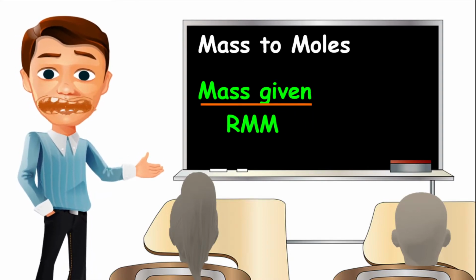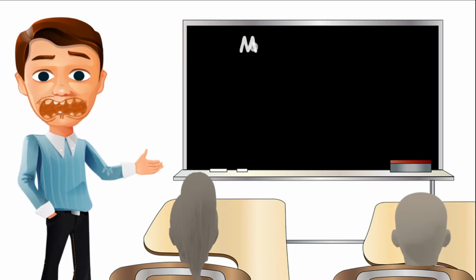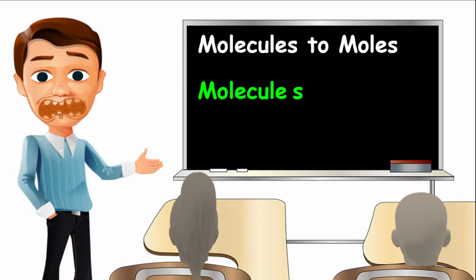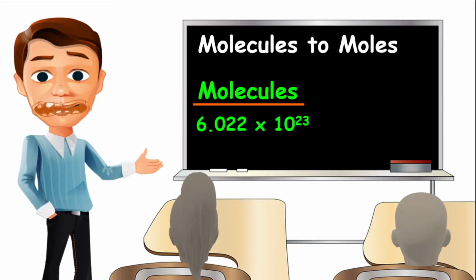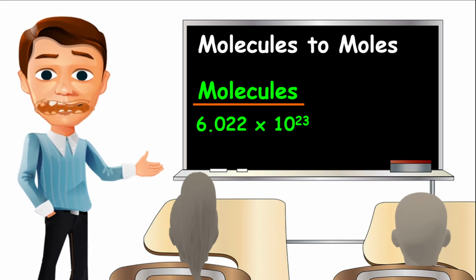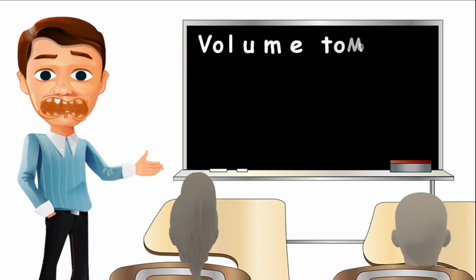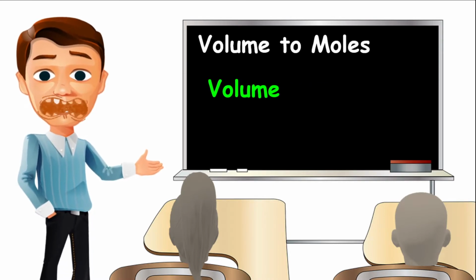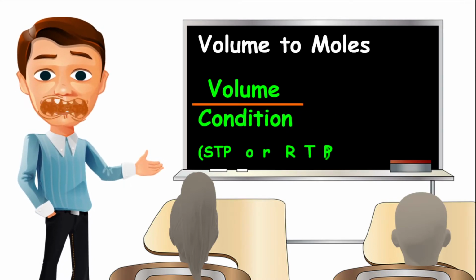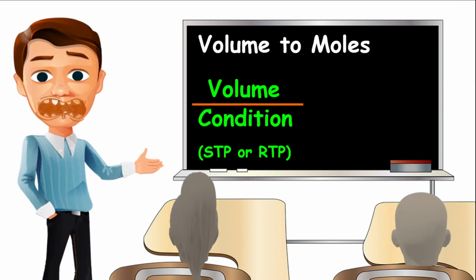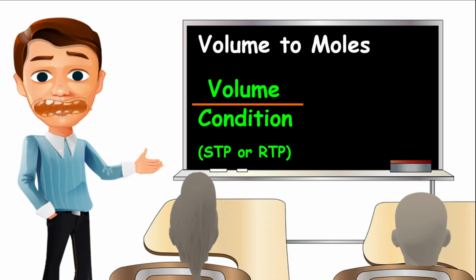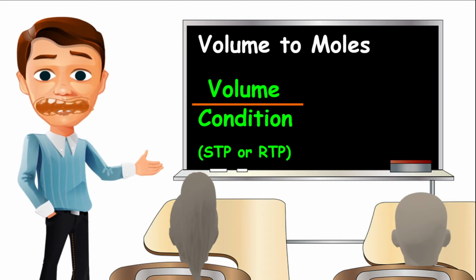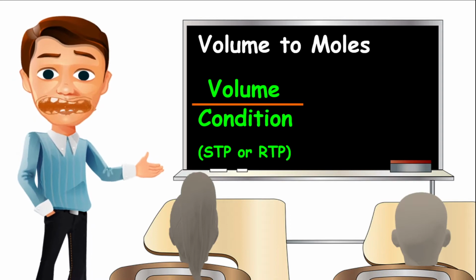Mass to moles is given as the mass given divided by the RMM, which is the relative molecular mass. In terms of molecules to moles, it is the molecules divided by 6.022 times 10 to the 23rd power, which is Avogadro's number, and then you'll get your moles. And finally, volume to moles is the volume divided by the condition, and the condition could either be STP or RTP. Therefore, you divide the volume by the value of STP or RTP based on what the situation is.